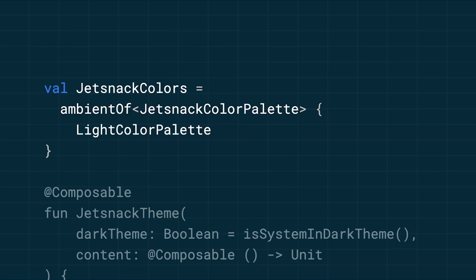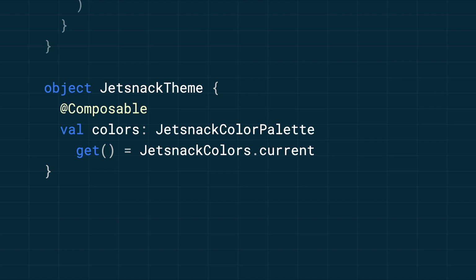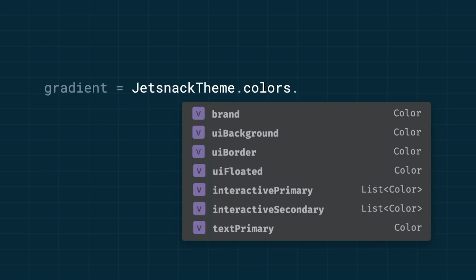So, to implement our own color theme, we can create an ambient. This associates our custom type, JetSnack color palette, with the ambient name JetSnack colors, and it provides a default value. Then, in our theme, we use the provider's composable to set a value for this ambient. In JetSnack, we still use material, shape, and type theming, so we wrap a material theme and omit the color parameter. Here, I'm using an object with a colors property to mirror how material theme exposes values, but the key part is using the ambient's current property. Consuming code can now access our custom colors like this.